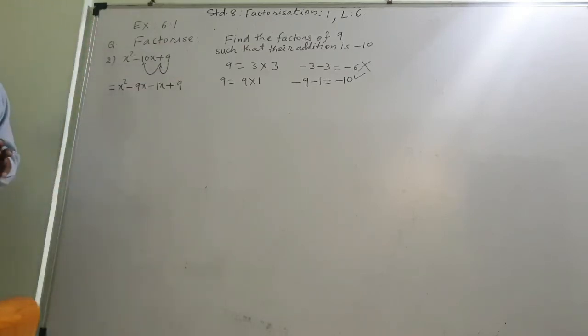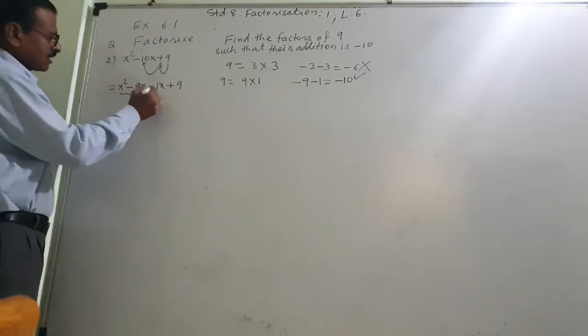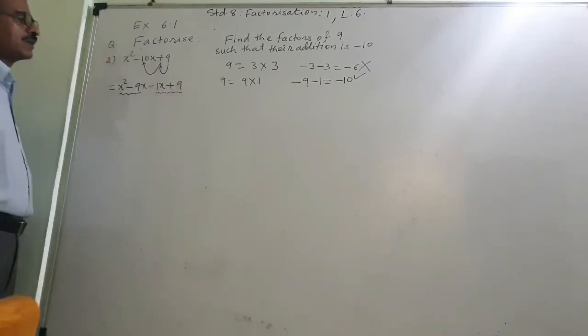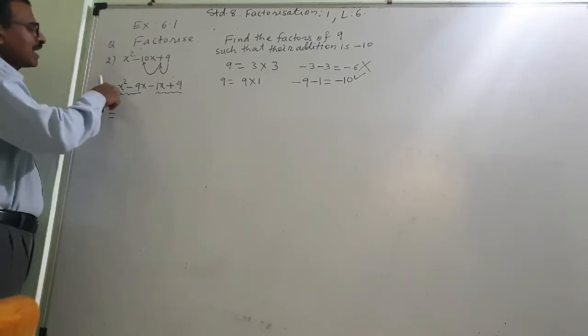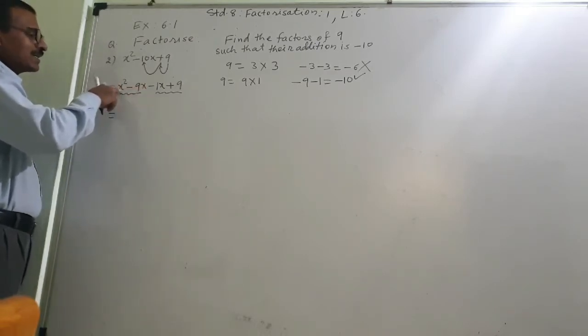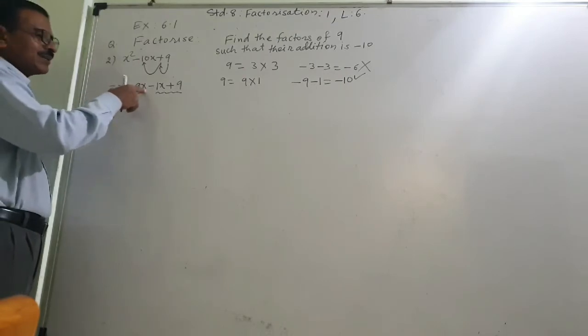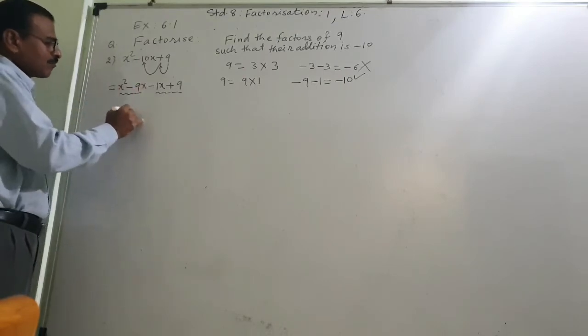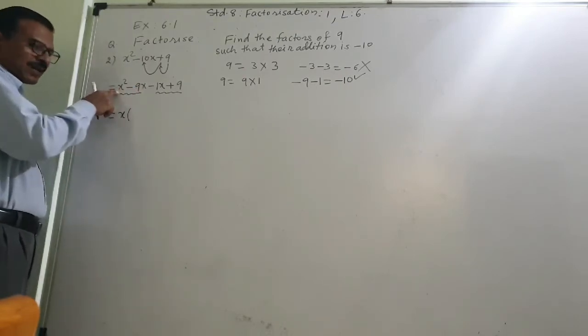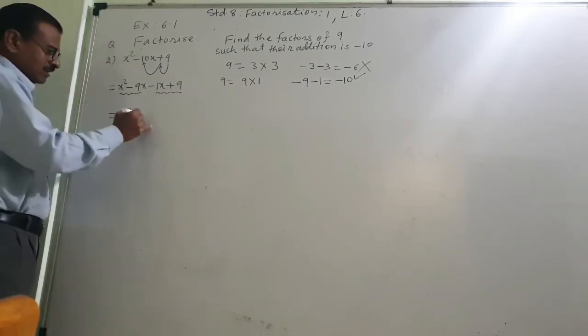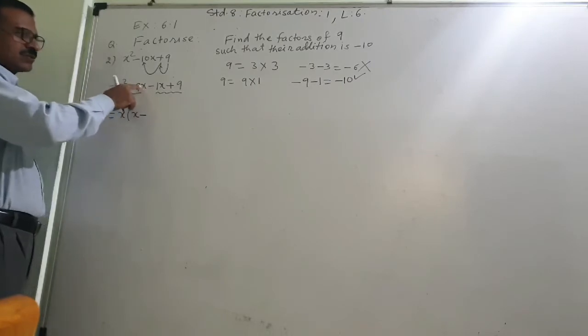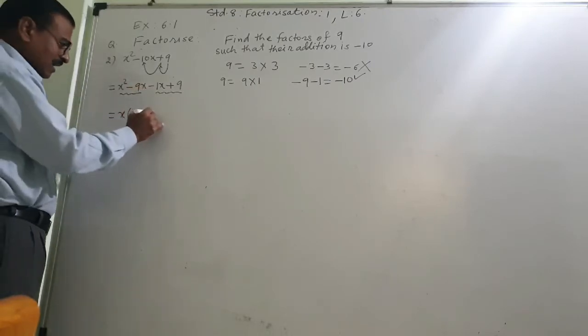Now what is the next work? The next work is to make two groups. Then what is the next work? Find what is common in this and in this. Here it is x into x, here it is 9 into x. So x is common. It was x into x; x I have taken out, x will remain. Minus, this x is taken, so what is remaining? Minus 9 will remain.